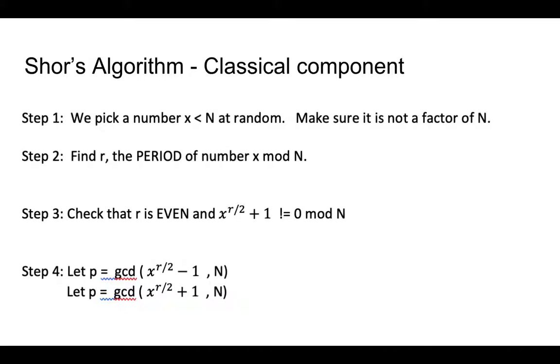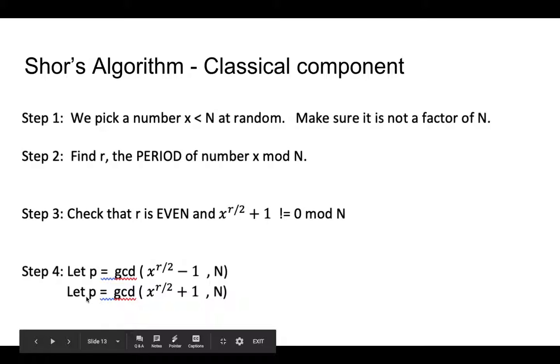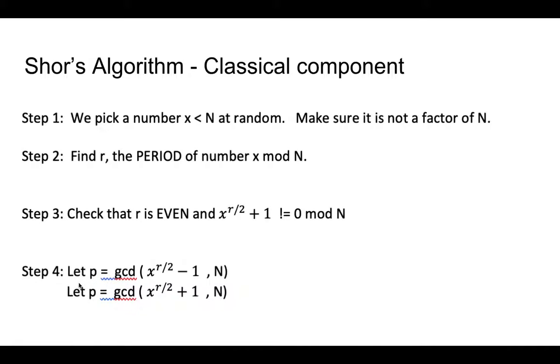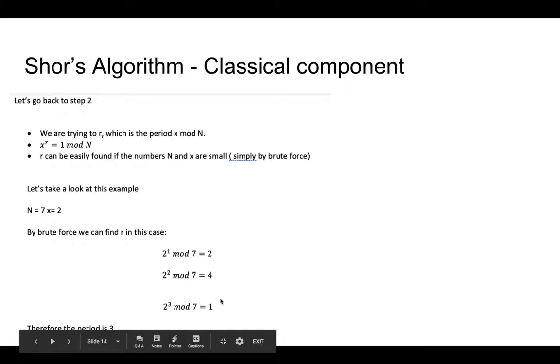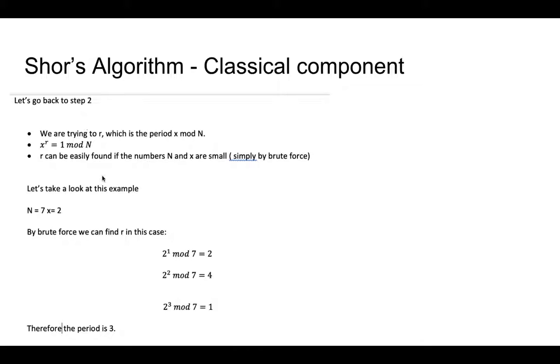And then step 4 is finding P and Q. There's a little typo here, but this should be Q. Just so you know, this is P and this is Q. We let P equal the GCD of x to the power of r divided by 2 minus 1 and n. And then Q would be the GCD of x to the power of r divided by 2 plus 1 and n. Again, we saw this in the introduction, so now we have to focus on step 2 because that's the hardest part.